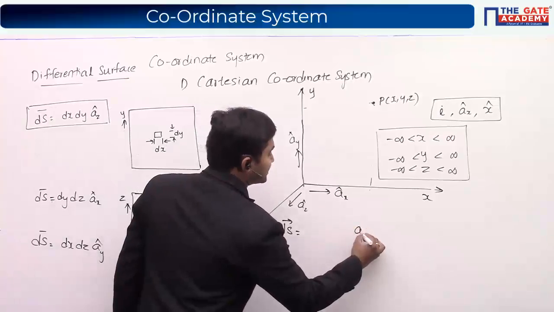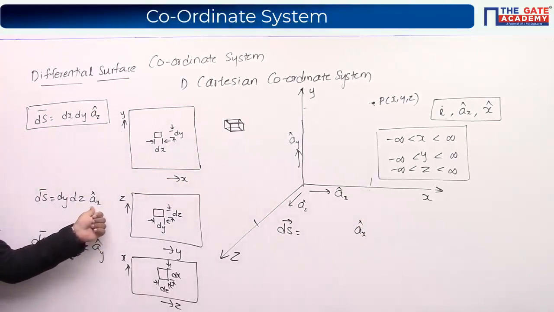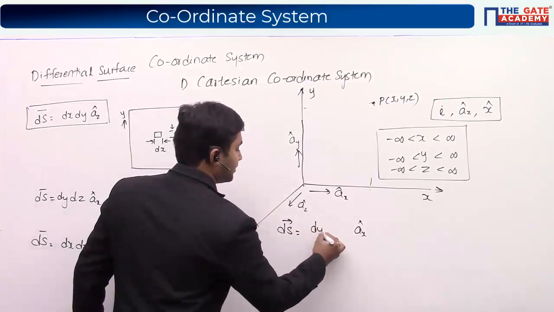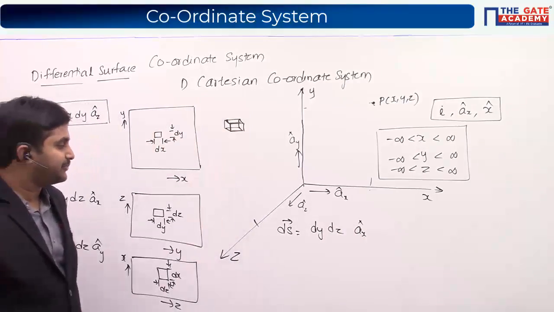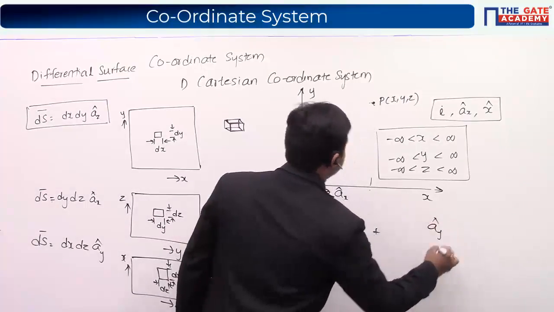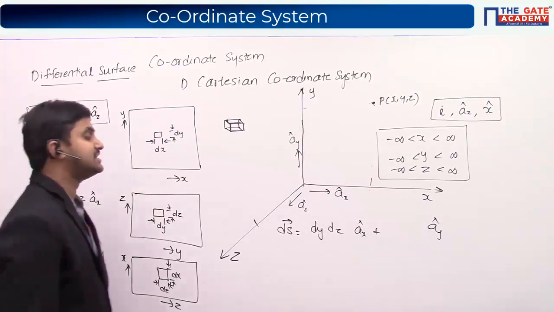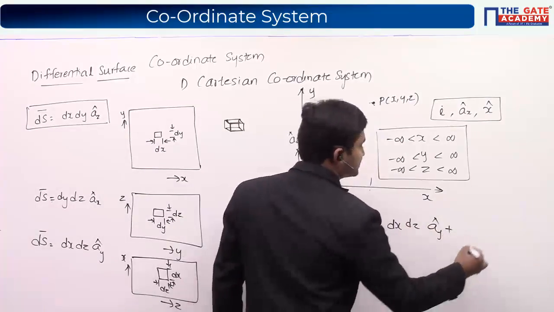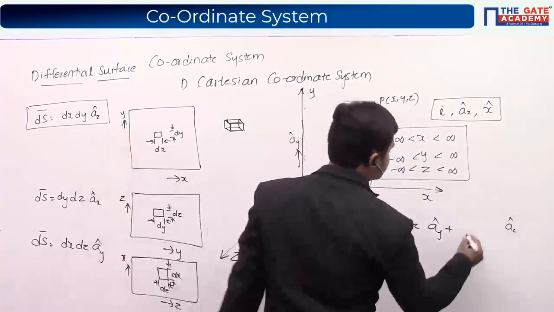One, if I talk about the x direction, where is the x direction? This is the x direction. So the x direction is going to be dy dz. If I talk about the y direction, it is given by dx dz. Now if I talk about the z direction, it is given by dx dy.